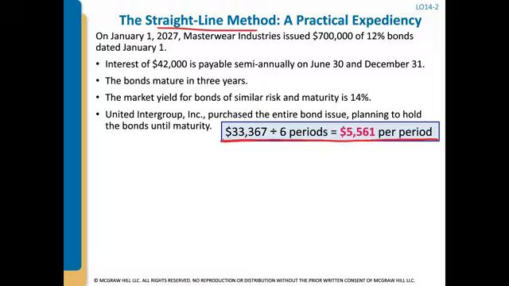What you do is you take the amount of the discount. In this situation, it's a discount. If it was a premium, you would take the amount of the premium and divide by the number of interest payments made for the life of the bond, which in this situation is 6 periods. And that gives you $5,561.